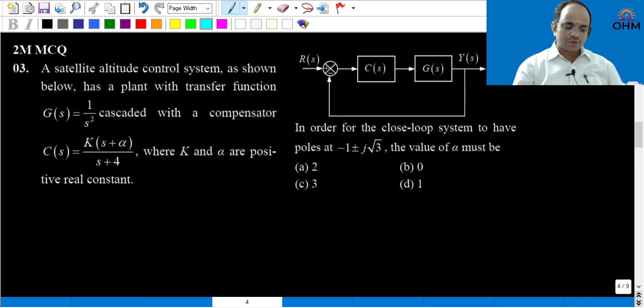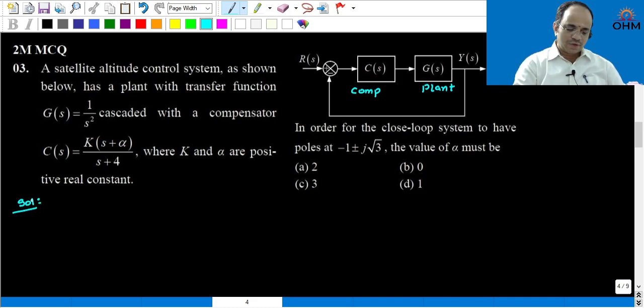This question was given for 2 marks as an MCQ. A satellite attitude control system as shown below has a plant with the transfer function G(s) equal to 1 by s square. So, this is the plant with a compensator. The transfer function for the compensator is K into (s plus alpha) divided by (s plus 4), where K and alpha are positive real constants. In order for the closed loop system to have poles at -1 plus or minus j root 3, what is the value of alpha? You have to find the alpha value.